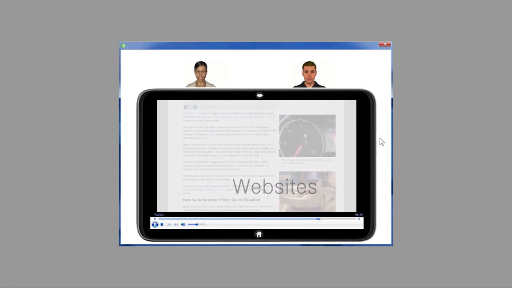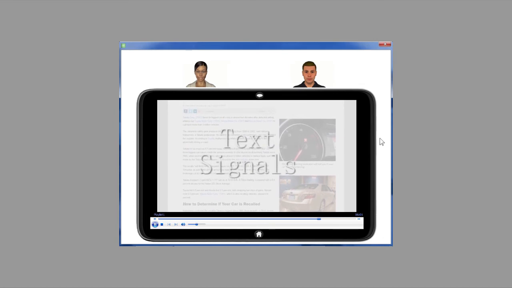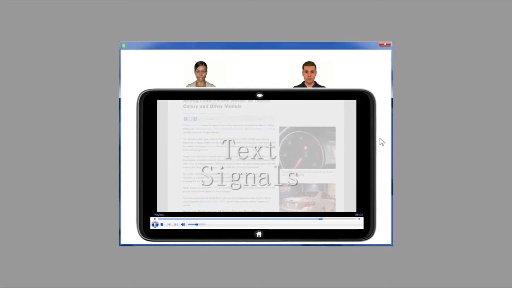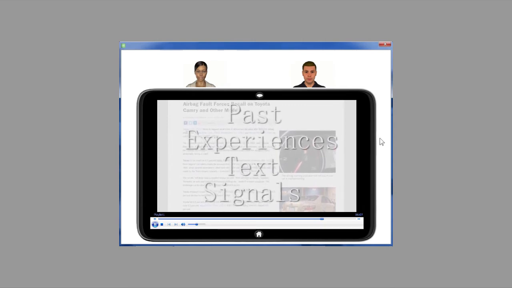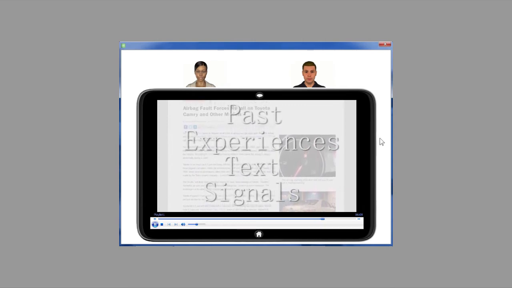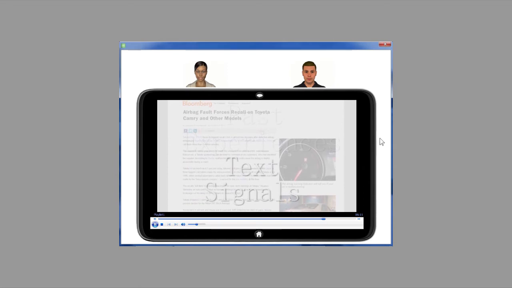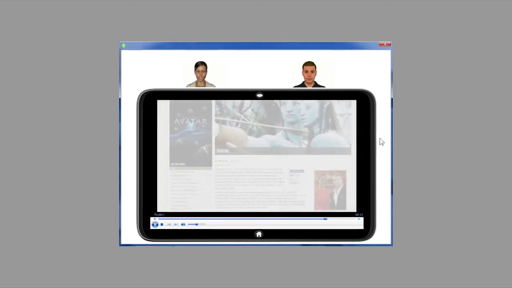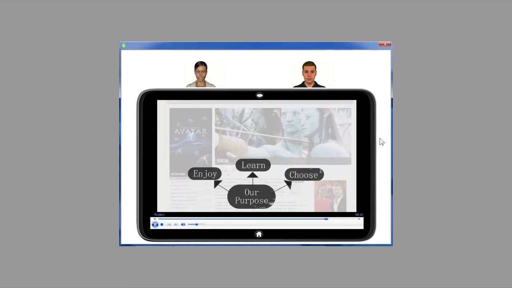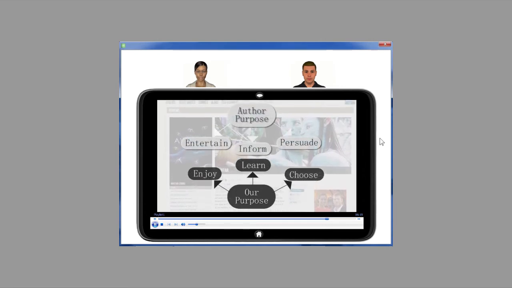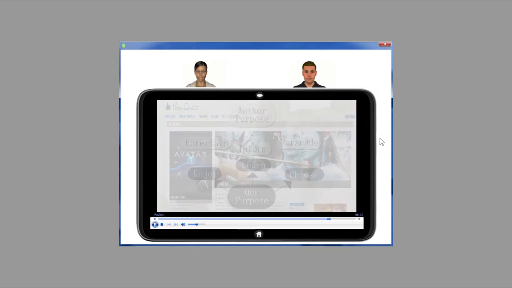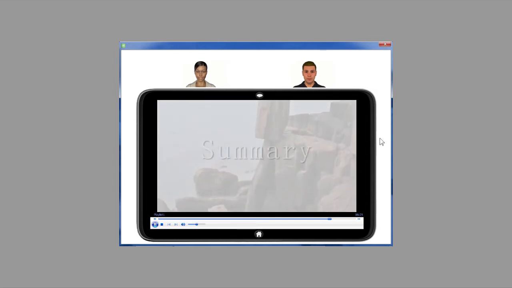By looking at different text signals, we can learn important information about a text before we start reading. By thinking about past experiences and exploring the different types of text signals, we can determine if a specific text we find is useful or interesting enough to read. By linking our purpose for reading with the author's purpose for writing, we can ensure we focus on topics and readings that are useful. Let's quickly recap the information that you should try to remember from this video.